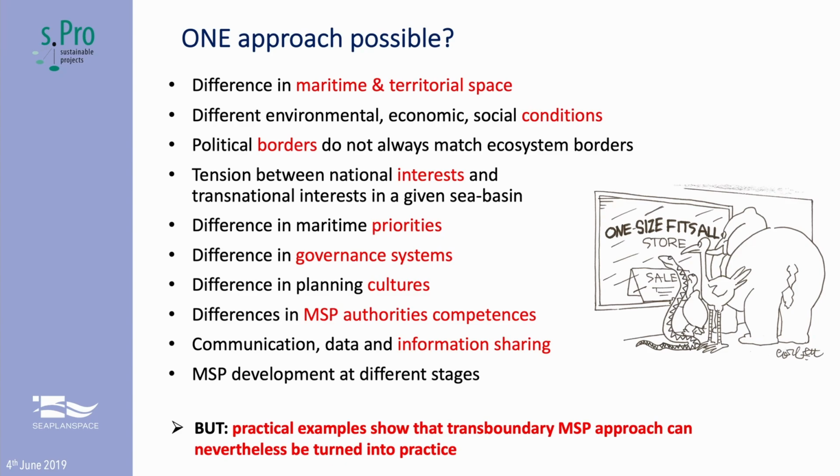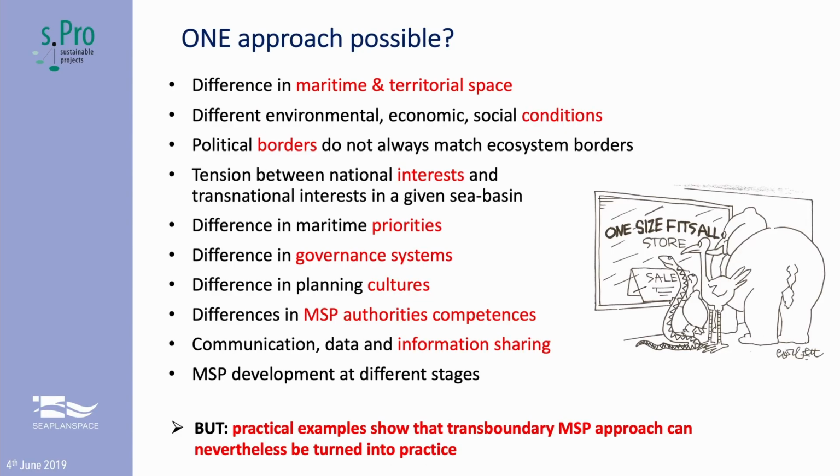There are countries which have a huge land territory and only little maritime space available, where this maritime space has to be planned in a different way than in countries which have very little territorial space but huge maritime areas available. Obviously countries also differ in their environmental, economic and social conditions, and therefore in the resulting national interests for the given sea basins and different maritime priorities.